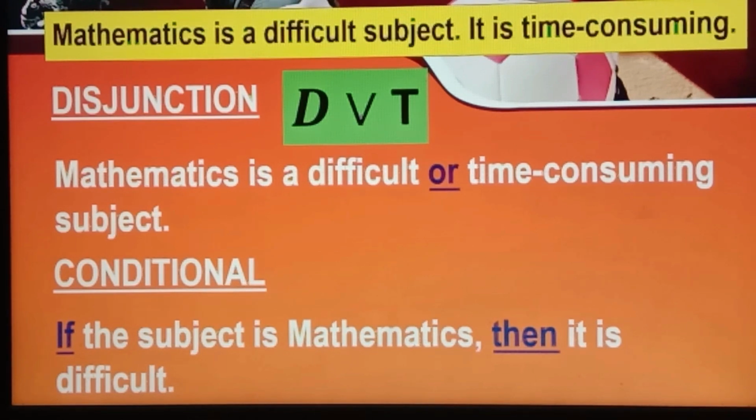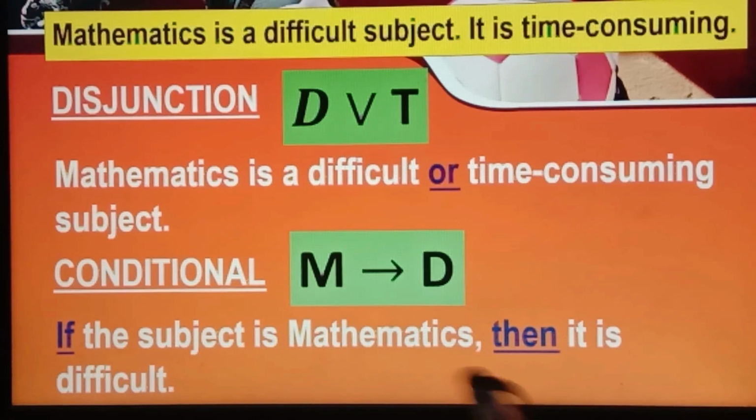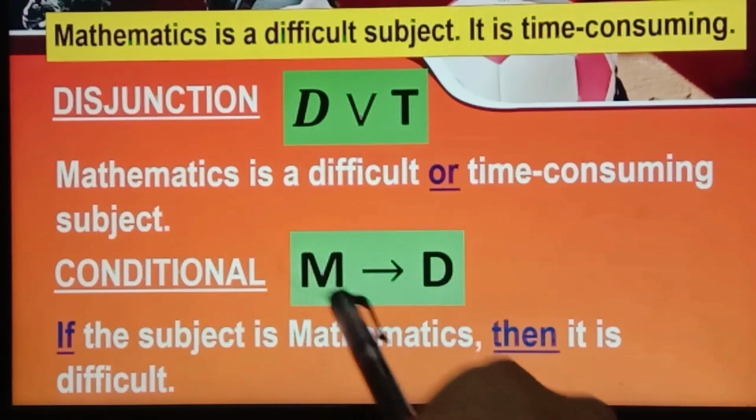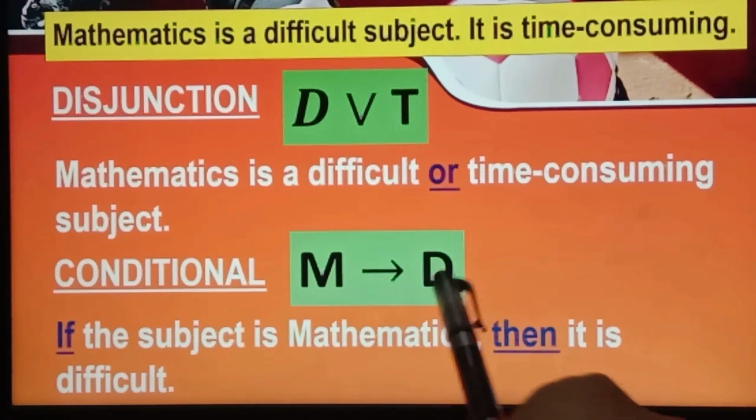And the next one, the conditional. For the conditional, you have if and then. So if the subject is mathematics, then it is difficult. We have letter M for the if statement, and letter D for the then statement. So you have M, then the symbol for if and then, and then D. Since our if statement is mathematics, it should be M first before the D, which is the then statement.